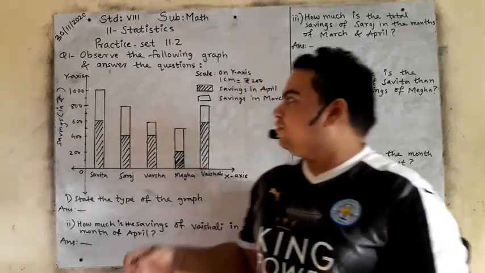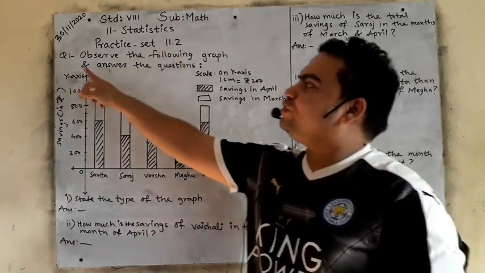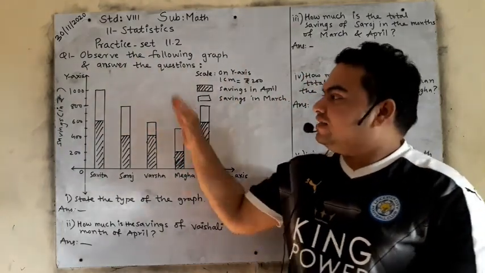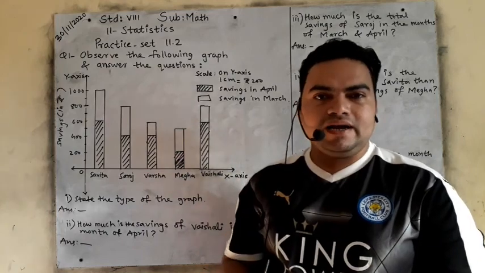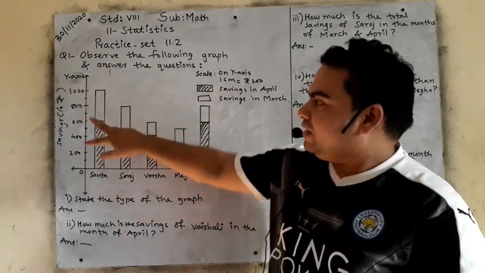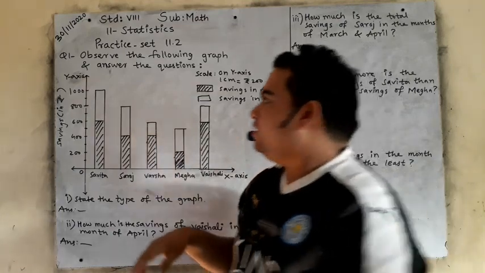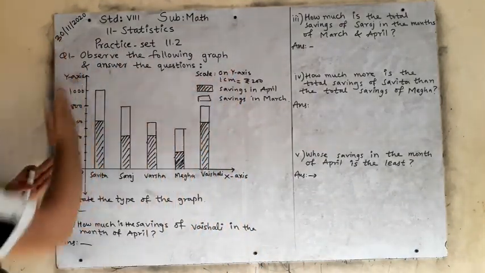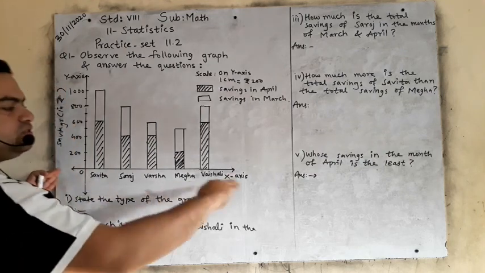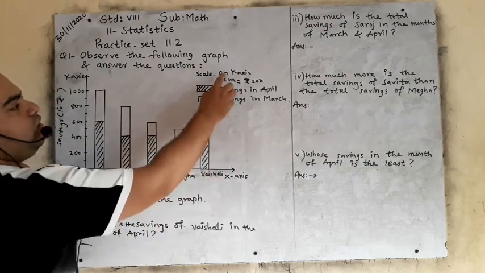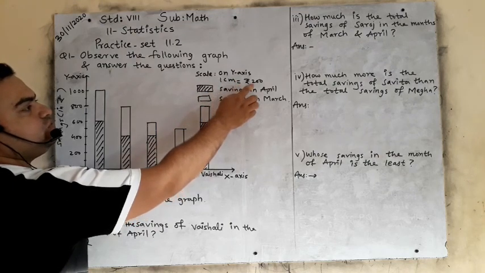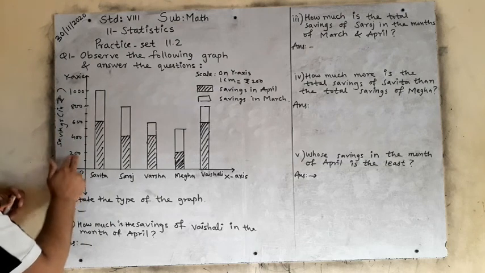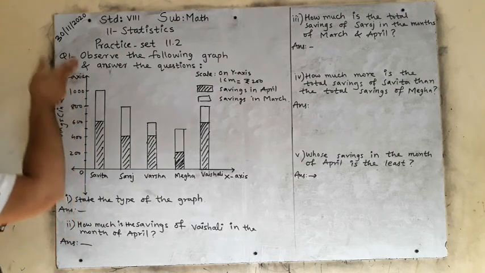My dear students, look at the board here. Practice set 11.2, question number 1: observe the following graph and answer the questions. This graph is all about the subdivided bar graph. Why? Can you see the single bar? It is divided into two parts. Look here, the scale is given on the y-axis. This is your y-axis, vertical is your y-axis and horizontal is your x-axis. On the y-axis, 1 centimeter is equal to rupees 200. It means you have to write the 200 times table, that is 200, 400, 600, 800, 1000, 1200.